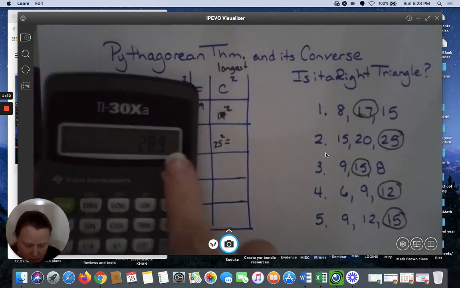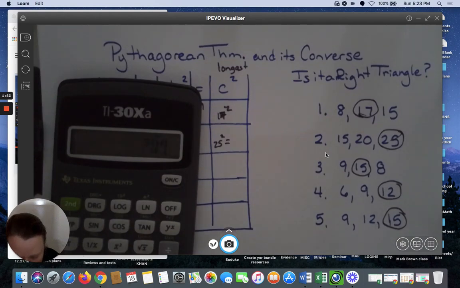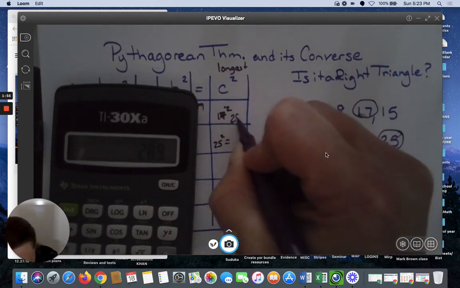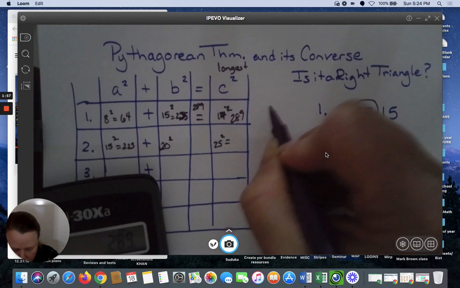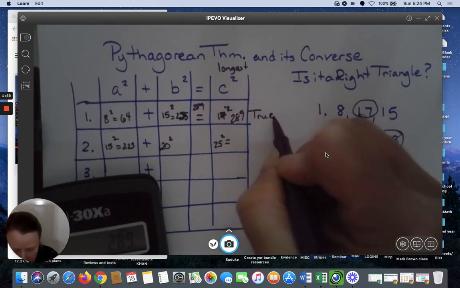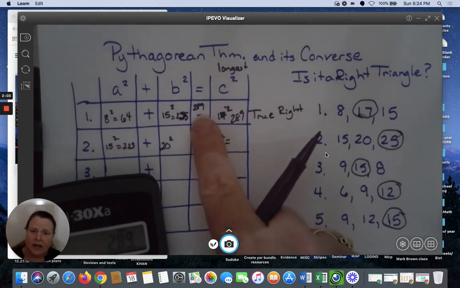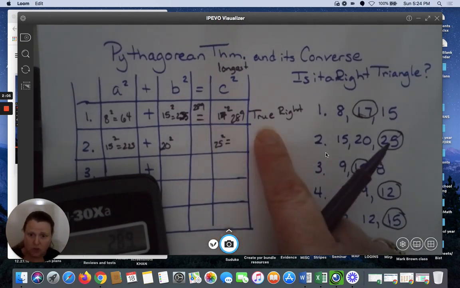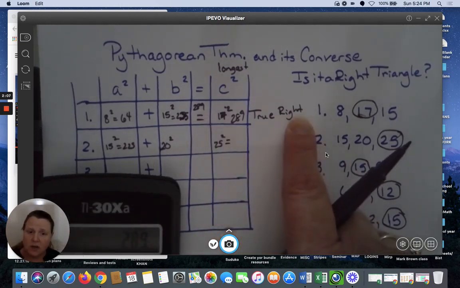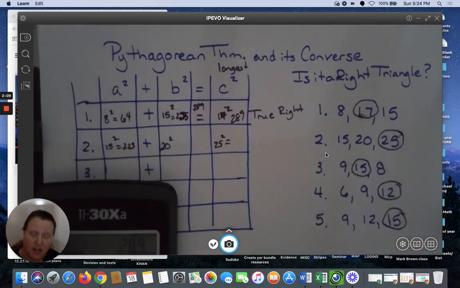And then we're going to use our calculator. We're going to take 17 squared. We also get 289. And so this one is true. It is a right triangle. So 289 equals 289, which is true. Therefore, that makes those three numbers a right triangle. And we're going to check that on each of these.